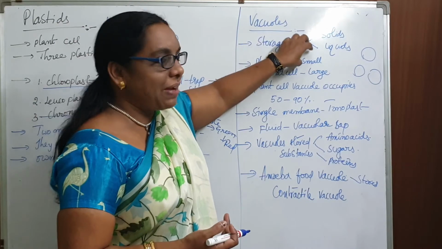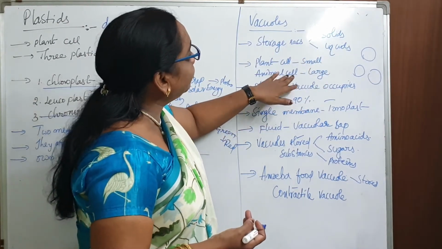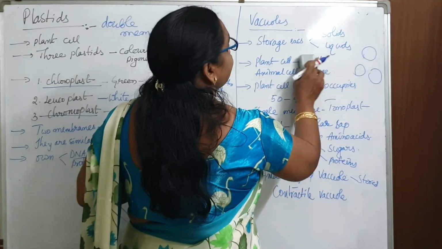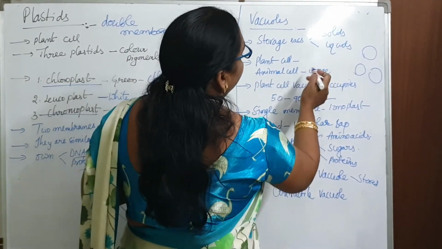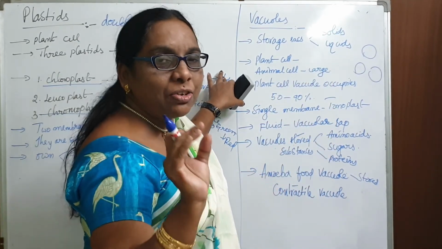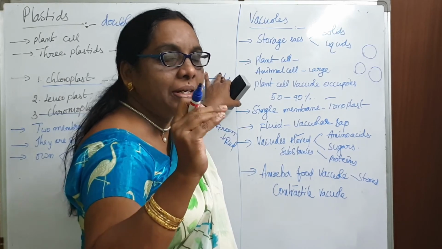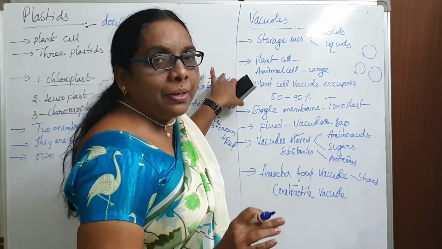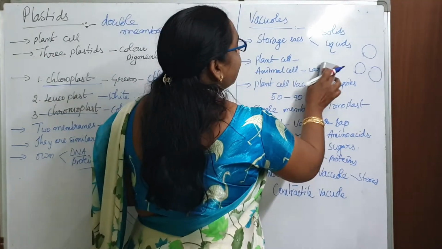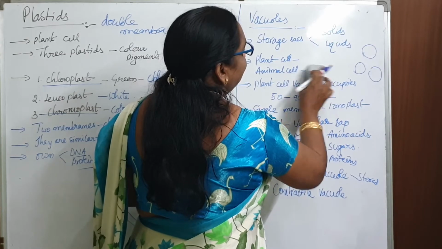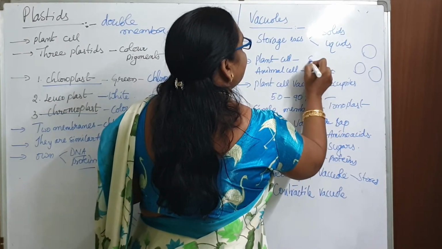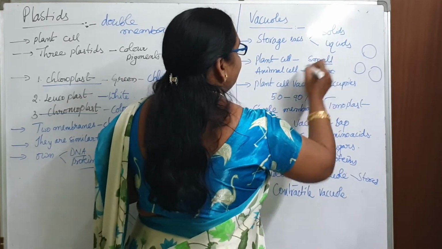In the plant cell we can see the vacuole. Whenever the plant is small, the vacuole size is small; when the plant grows bigger, the vacuoles fuse up and form a bigger size. Whereas in the animal cell, the vacuole is small, and in the plant cell it is small only at the younger stage.